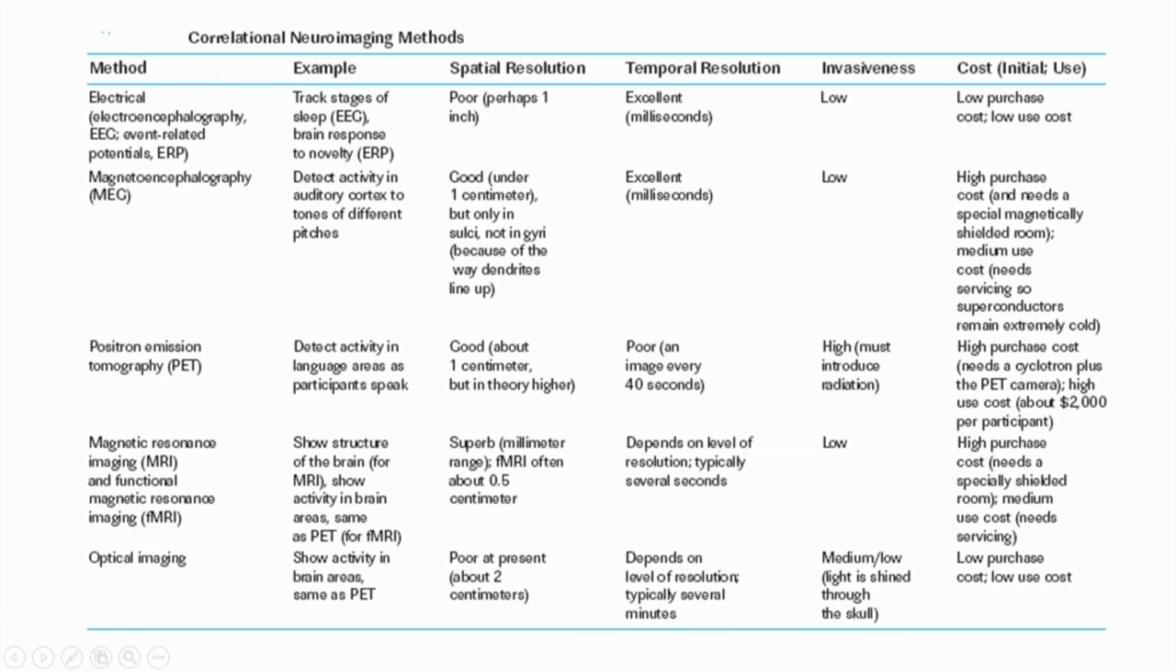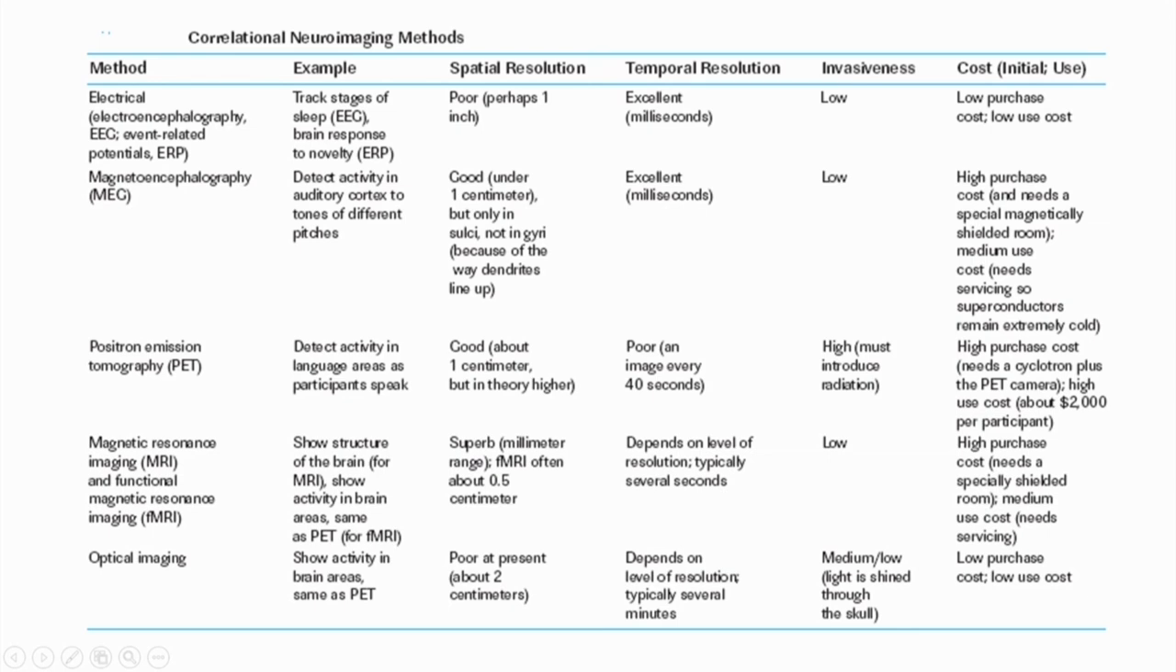The invasiveness is low because MRI and fMRI don't inject anything into the body. But the purchase cost is very high, because the kind of magnets that MRI and fMRI use are huge electromagnets, and they have a huge amount of cost involved.